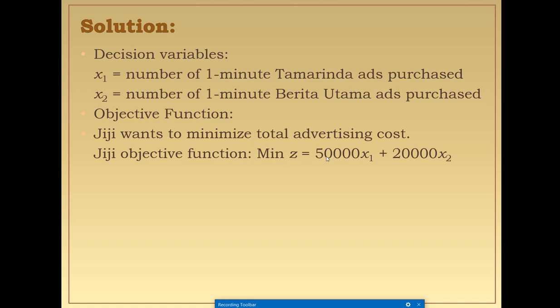This one 50,000 x1 plus 20,000 x2. Or you can simplify this function as Z equals to 5x1 plus 2x2. And then in bracket times 10,000 ringgit. So kena ingatlah selepas tu you kena darabkan dengan 10,000. Alright, then the constraint of the problem. We only have two constraints. Okay, the first constraint apa dia?